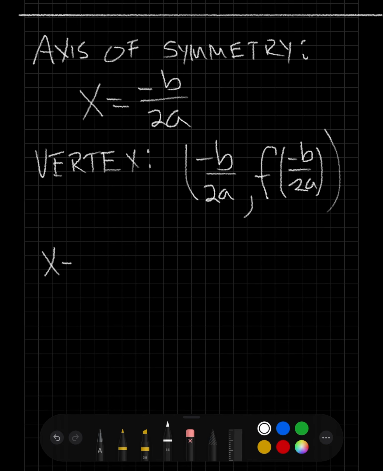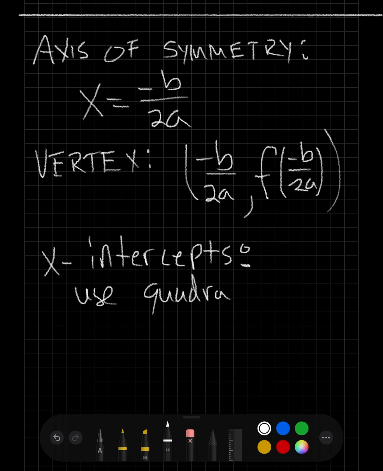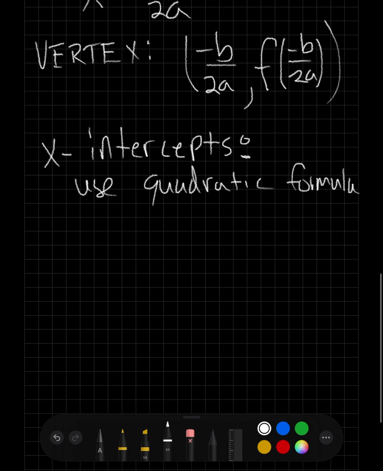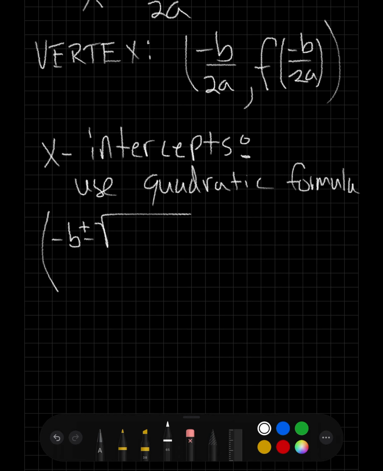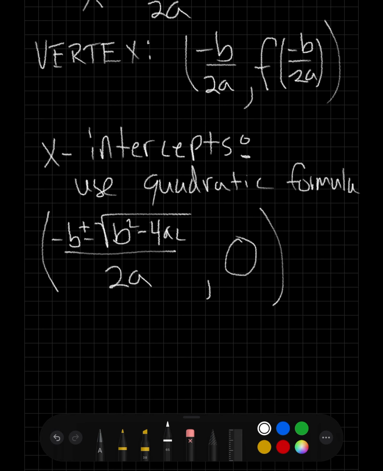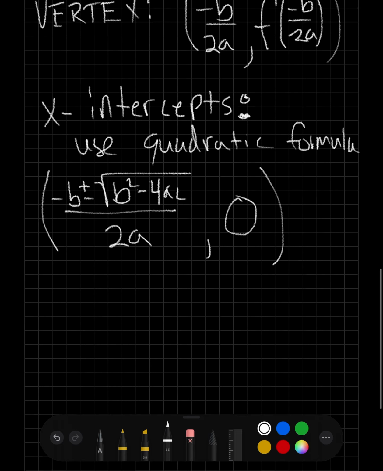And our x-intercepts, we will use the quadratic formula to find them. And so the x part will be negative b plus or minus the square root of b squared minus 4ac all over 2a, comma, 0. And we'll get 2 points out of that. Sometimes we'll have 2 x-intercepts. Sometimes we'll have 1. Sometimes we'll have none.